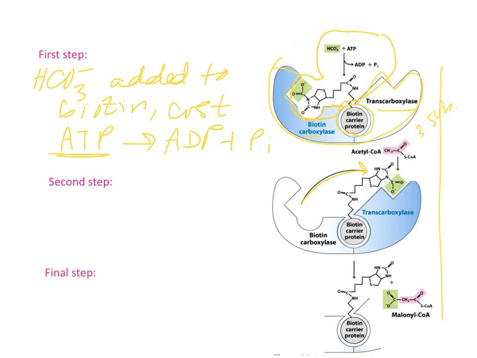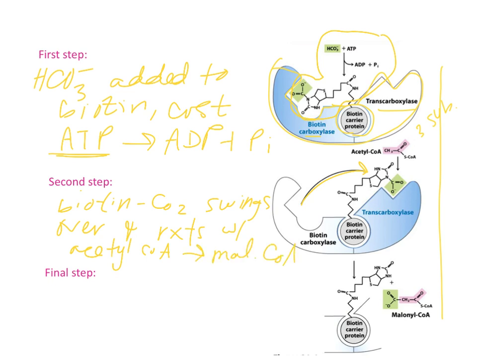And the second step is that biotin swings over. Biotin plus the CO2 swings over and reacts with acetyl-CoA to become malonyl-CoA, or mal-CoA. Okay, so the acetyl-CoA is here. It's going to react with that CO2, and what we get out is malonyl-CoA. And so the final step is that malonyl-CoA leaves.